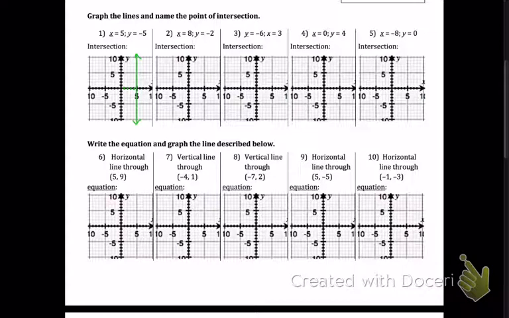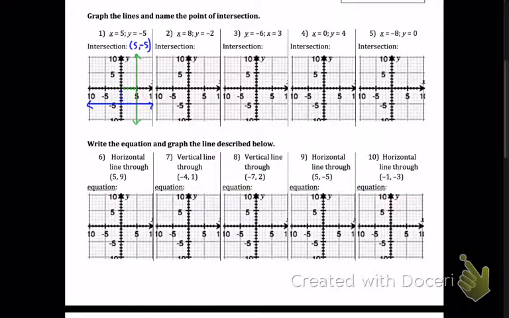And then for y, count on the y-axis, count to negative 5. Negative 1, negative 2, negative 3, negative 4, negative 5. There it is. There's my horizontal y equals negative 5 line. And where do they intersect? Well, this is what's magical here. What is the intersection? The intersection is where x equals 5 and y equals negative 5. 5, negative 5.